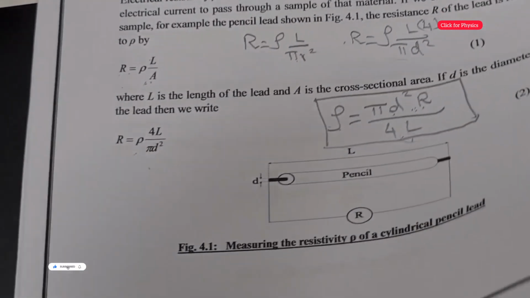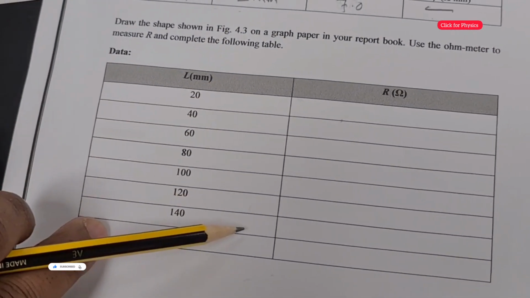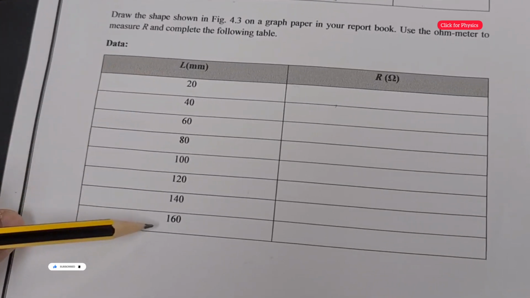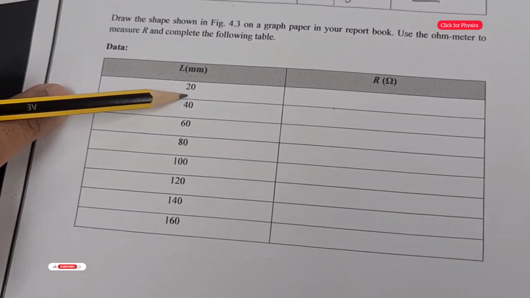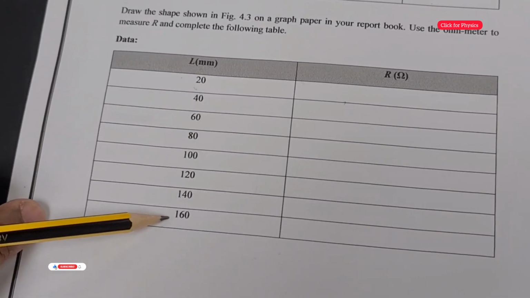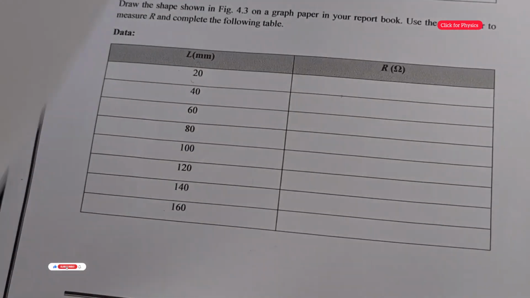So for this you have to fill this table. So how much length is given? You can see it starts from 20 millimeter. 20 millimeter is nothing but 2 centimeter. 2 centimeter to 16 centimeter you have to make a line. So for that, what you have to do?